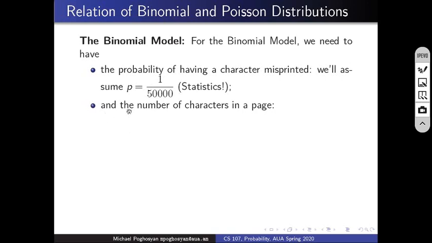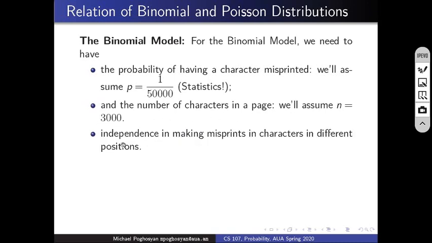We need to have, for the binomial model, the number of trials, so the number of characters in a page. Say we will assume that n is 3000, so we'll assume that a page has 3000 characters. And we need to have independence of the trials, so independence in making misprinting characters in different positions.